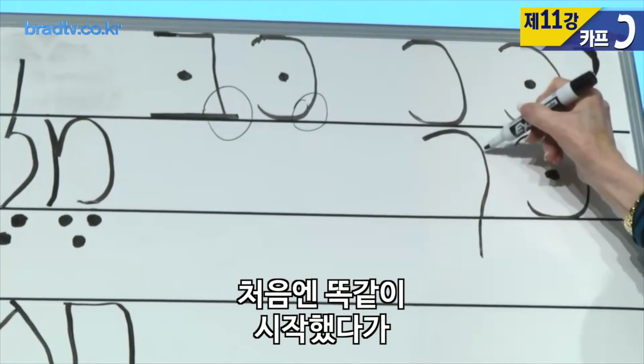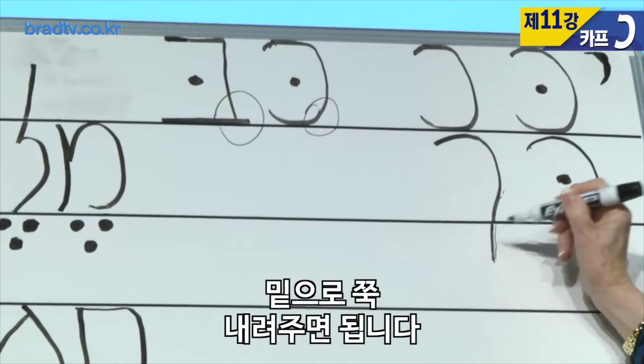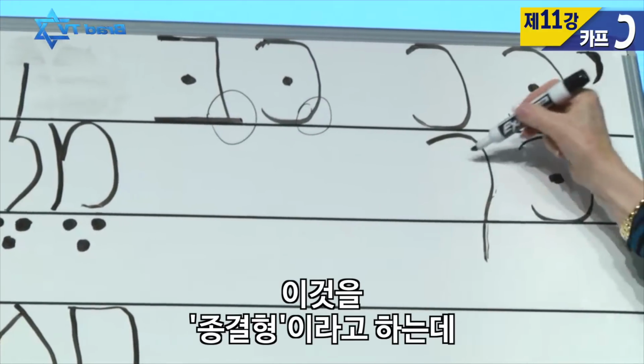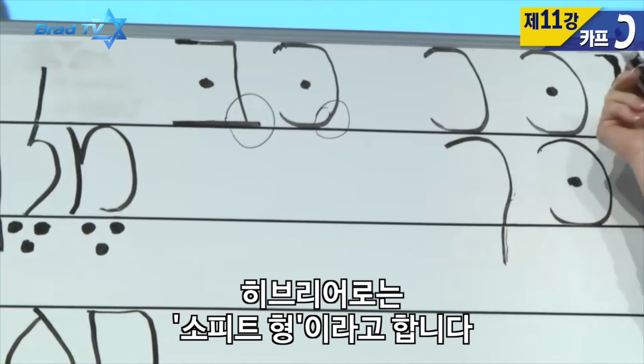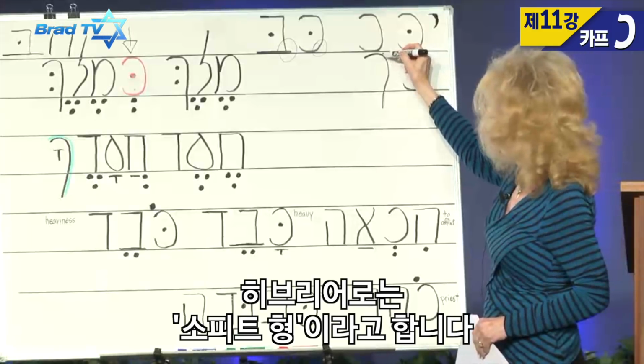And you just begin to write it like this, but instead of curving up, you just straighten out that bottom part. So this is called the final form, or technically it's called the sofit form. It doesn't matter. It's the final form.